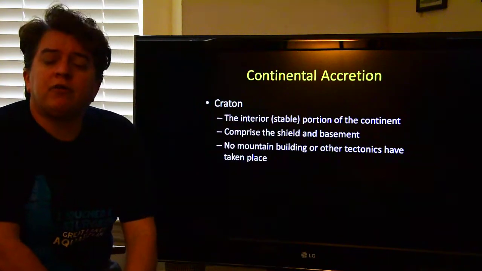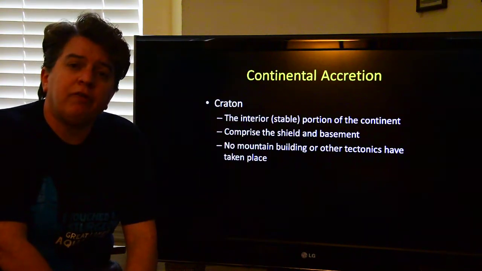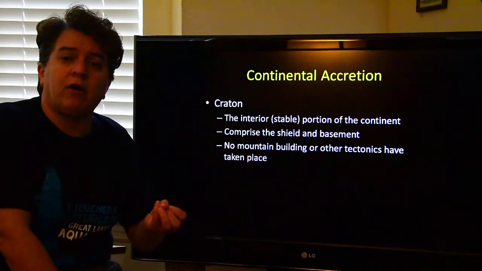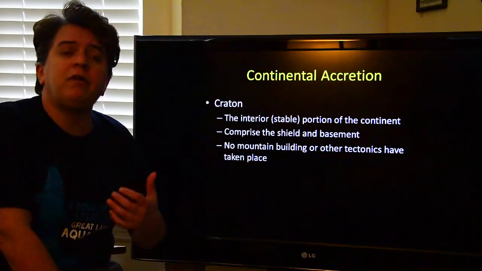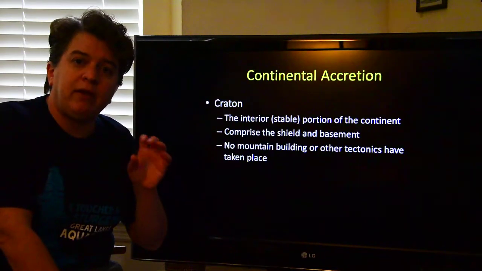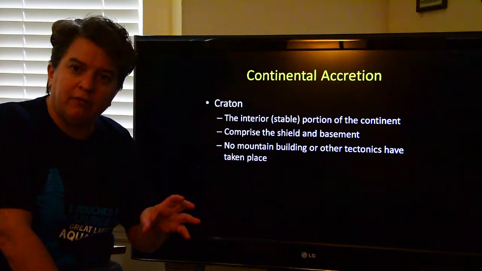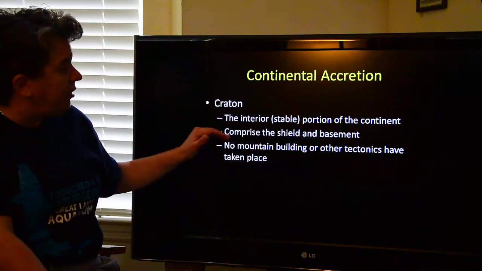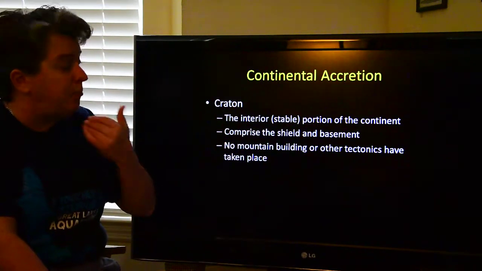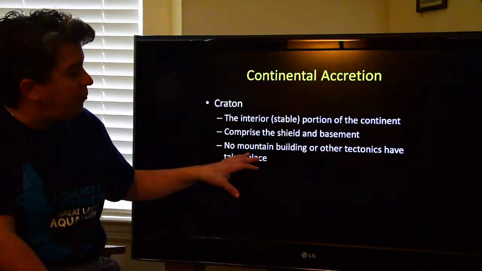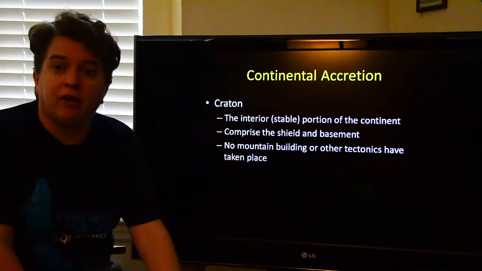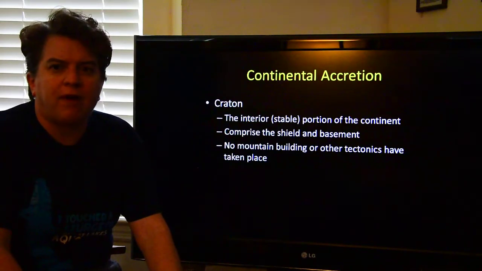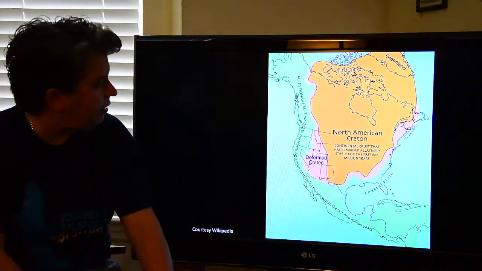We also use a term when looking at continents called the craton. The craton is the stable part of the continent. And what we mean by stable, this is an area that has not been affected by a mountain building event in a long, long time. So it's going to include the shield and much of the basement. No mountain building or other tectonics have taken place there for the past, say, around 570 or so million years.